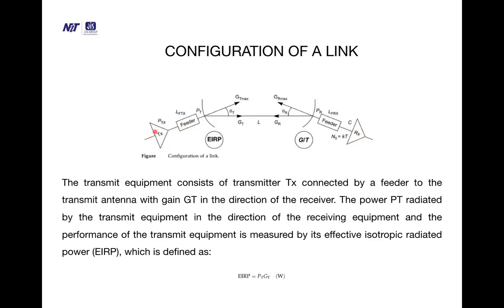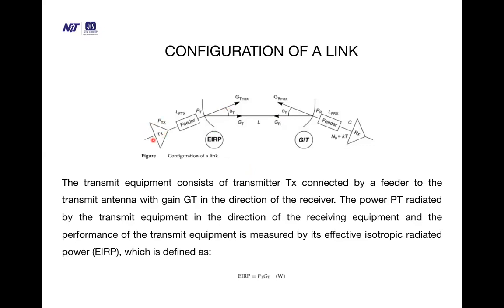So the transmitter is transmitting the signal, which the receiver will receive through the feeder. Now this is a feeder and this is an antenna. This is also the receiver feeder and the receiver antenna. So this is the look angle, how it is making with respect to the ground. So there are a lot of things.